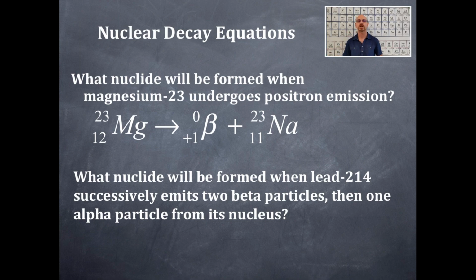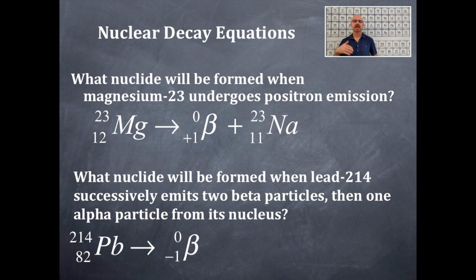So the first thing that we're going to do is find lead on the periodic table, which has an approximate mass of 214. Hopefully you can find lead from that, and we're using a particular isotope of lead, that's lead-214. Okay, so there's lead-214 that we have there, and it's going to successively emit 2 beta particles and then an alpha particle. Notice that the lead is all by itself on the reactant side because it's an emission of particles. So we're going to write down 1 beta particle. Okay, we're not done yet.